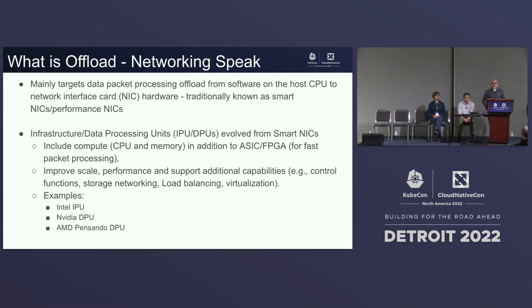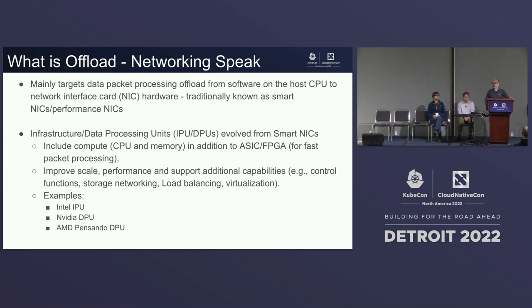The goal here is usually to improve scale. You could have dedicated memory that allows you to have a larger FIB, a larger set of policies and so forth, to have better performance and support additional capabilities. Because now you have the compute complex, you could run control plane functions on the IPU DPU CPU and memory complex. You could support additional capabilities like storage networking that some of the IPU DPUs are supporting. We could move load balancing functionalities and so forth to the IPU DPU.